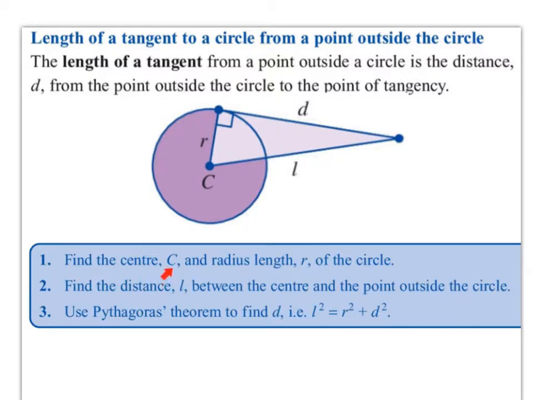Then we find the distance L between the centre and the point outside the circle. So this is the centre, this is the point outside the circle. We find the distance L, and we use Pythagoras' theorem to find d, because this is a right angled triangle. So c squared equals a squared plus b squared, or you could say L squared equals r squared plus d squared.